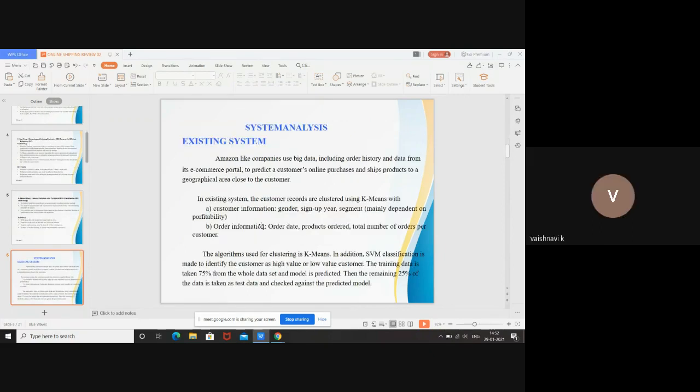System analysis. In the existing system, Amazon-like companies use big data, including history and data from their e-commerce portal, to predict a customer's online purchases and ship products to an area close to the customer. In this existing system, we use customer information: gender, sign-up year, segment. In order information: order date, products ordered, total number of orders per customer.